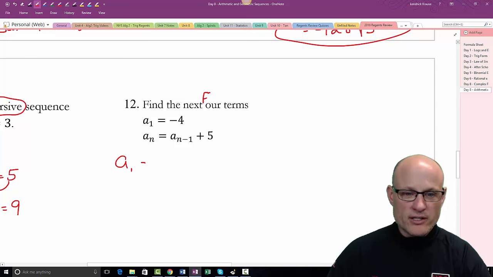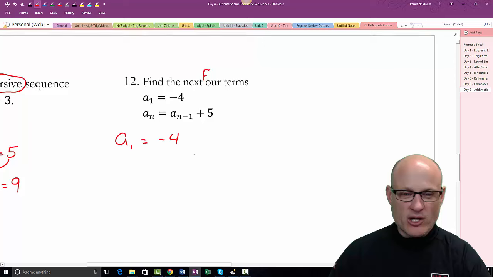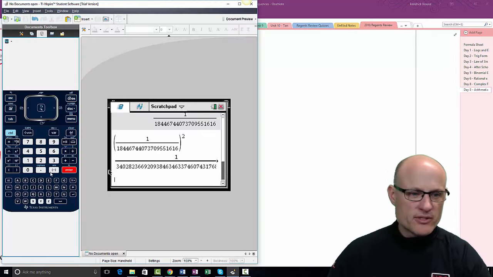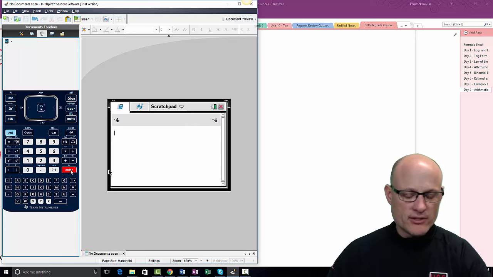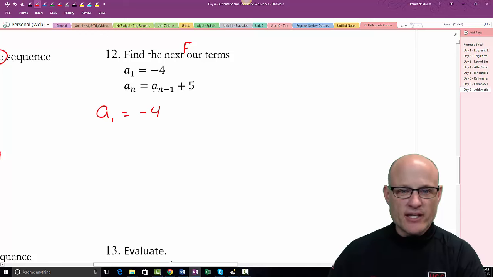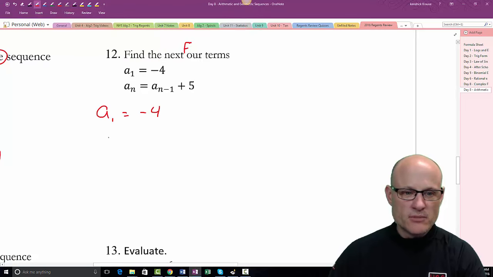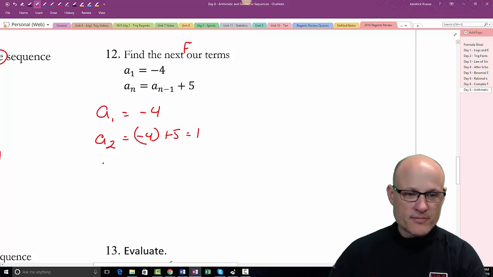I'm going to guess that should have said 4 terms. So a sub 1 equals negative 4. Now you've got to be careful a little bit. I'm just going to do this one using my calculator. So I'm going to clear out everything. Negative 4, enter. And this one says take that one and add 5. Plus 5, 1. So a sub 2 equals 1. Now you can't do that. You have to do negative 4 plus 5 equals 1.